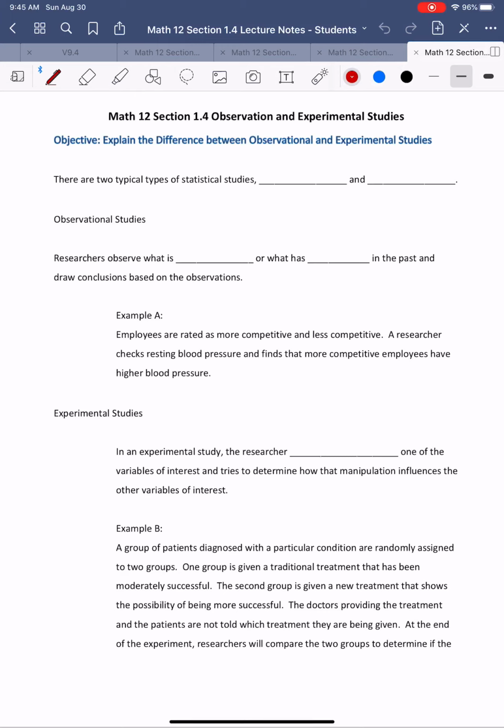Hello, this is section 1.4, observational and experimental studies. The objective for this section is to explain the difference between an observational and an experimental study.